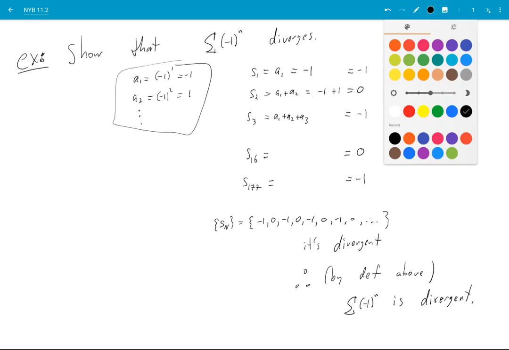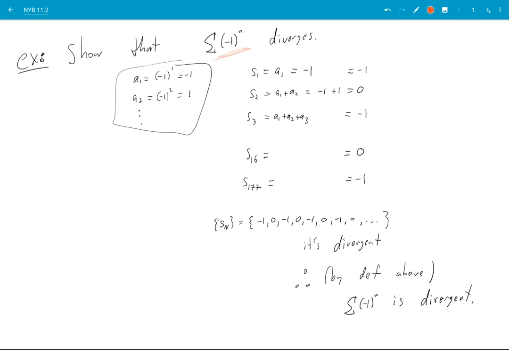Okay, so we had a series. We looked at its sequence of partial sums. That sequence was divergent, and that tells us, by the definition, you may want to review that. By definition, if that sequence of partial sums is divergent, then the series itself, up top here, which I'm circling, is divergent.